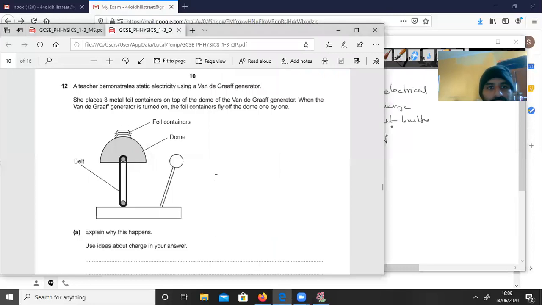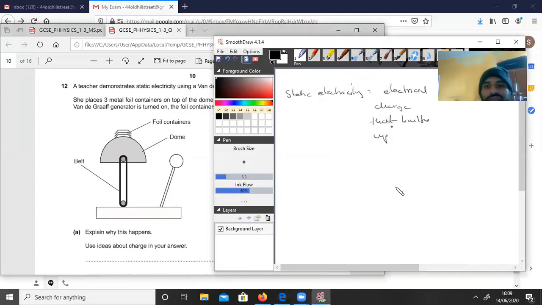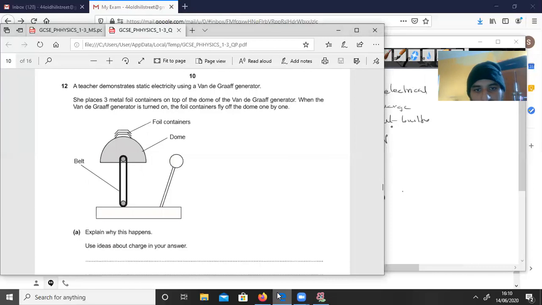Right, now, a teacher demonstrates static electricity using a Van de Graaff generator. She places 3 metal foil containers on top of the dome. When the generator is turned on, the foil containers fly off the dome one by one. Have you looked at the experiment in the lab where they have a rod and rub it and you can pick up paper with it? No. You haven't seen that? Okay, interesting.